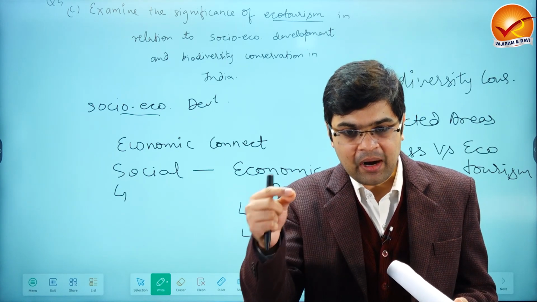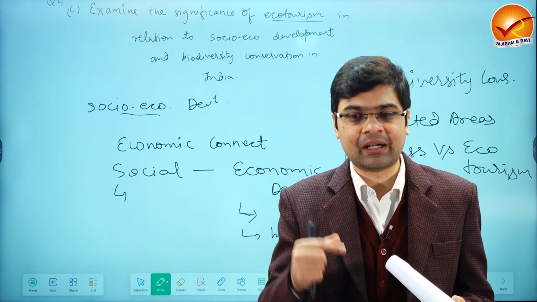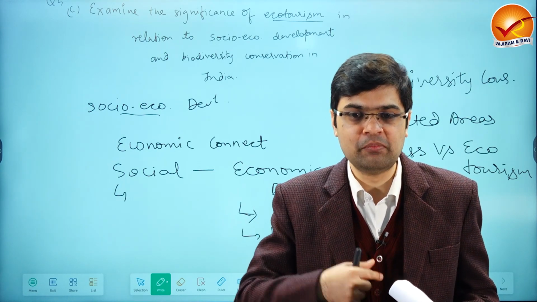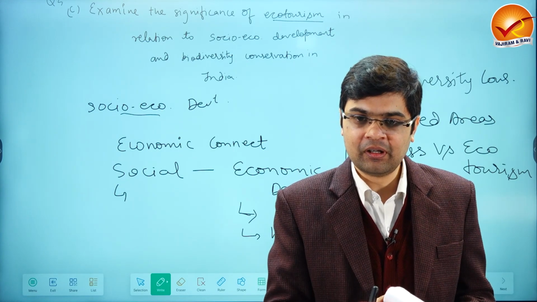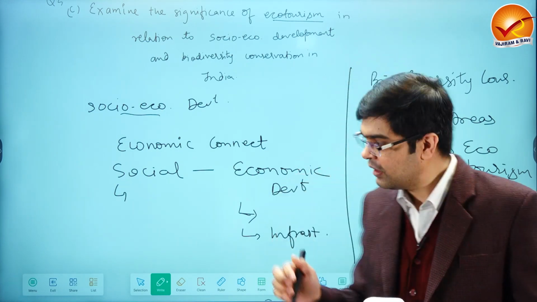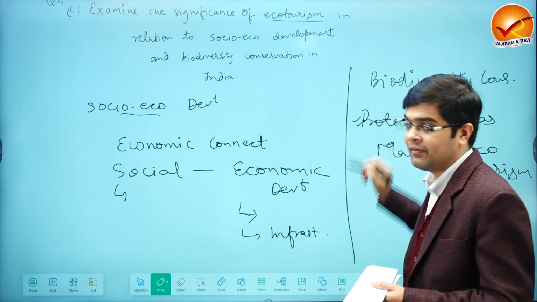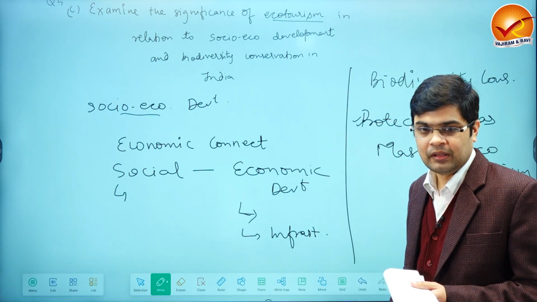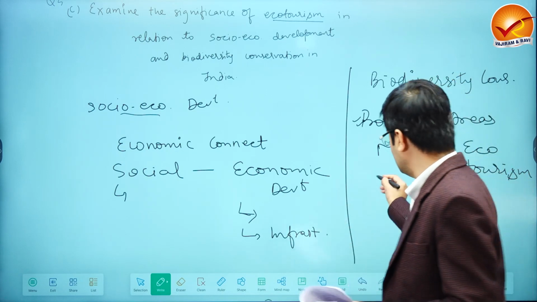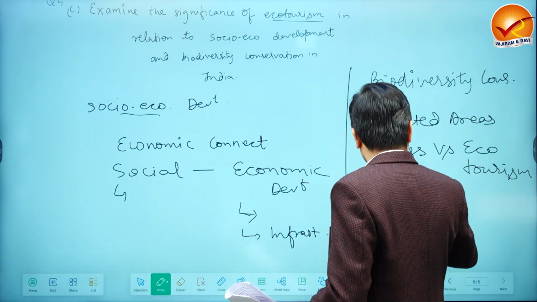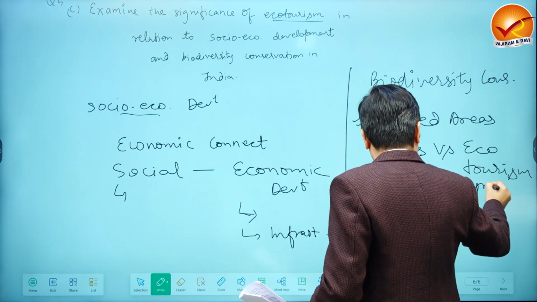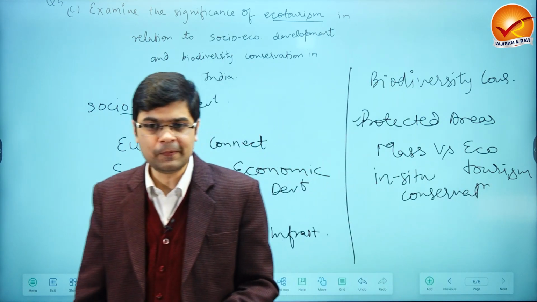Second, the amount that is gained by the tourist activities. Suppose I go to, let's say, Jim Corbett National Park. I'll have to pay a ticket for visiting the forest. That amount can be used for the conservation of biodiversity. That is, ecotourism can help in situ conservation.